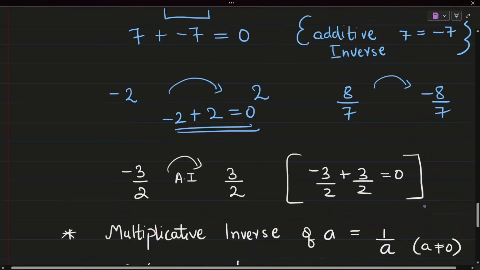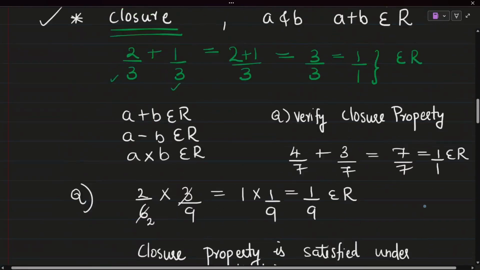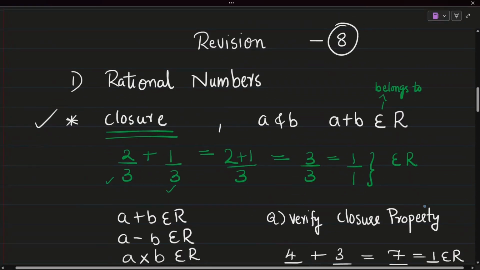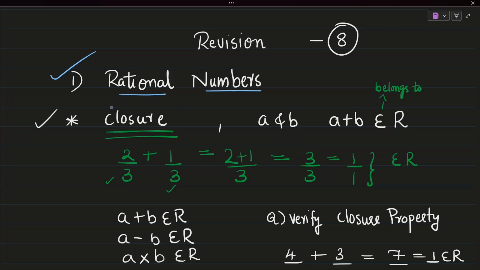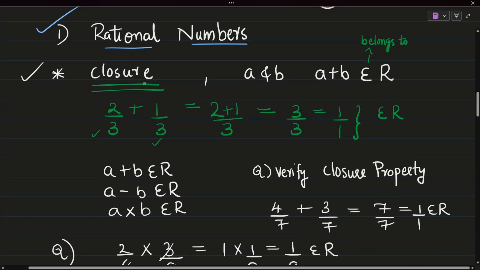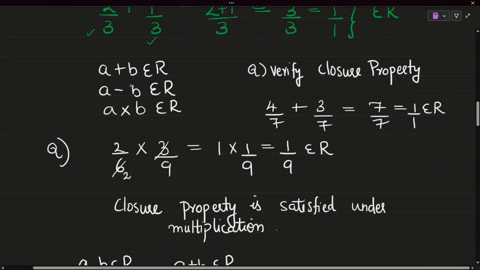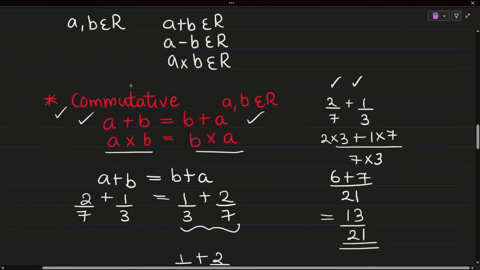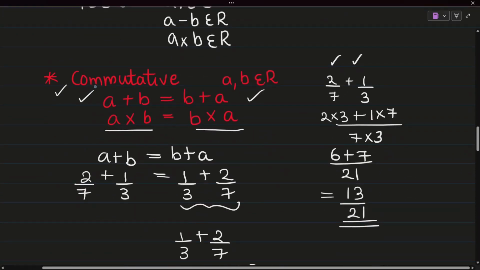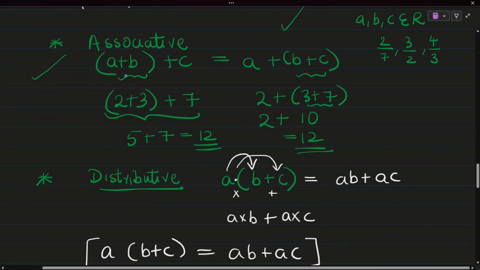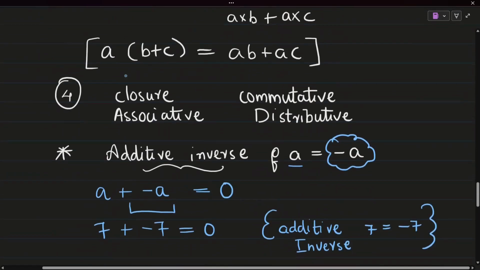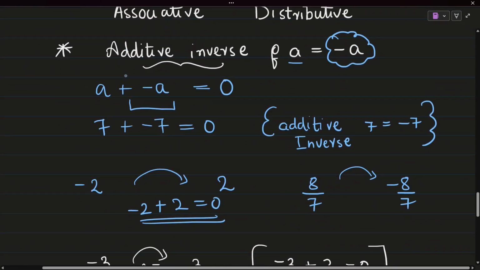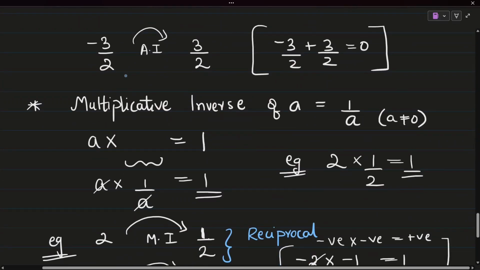Okay, so these are the important topics which you have to learn in this chapter. In the next video, I am going to do a similar revision of the next chapter, exponents and powers. So let's do a small revision again. For rational numbers, the first property you have to understand is the closure property, and the questions will be to verify the closure property. Second is the commutative property. Third will be the associative property, then the distributive property, and then two important topics: one is the additive inverse and the other one is the multiplicative inverse.